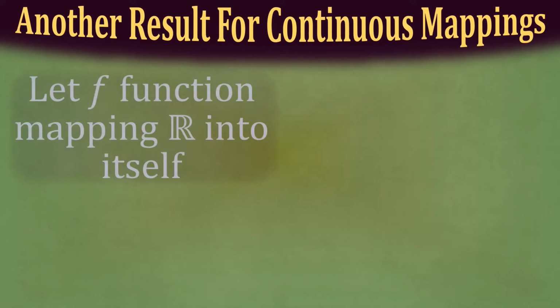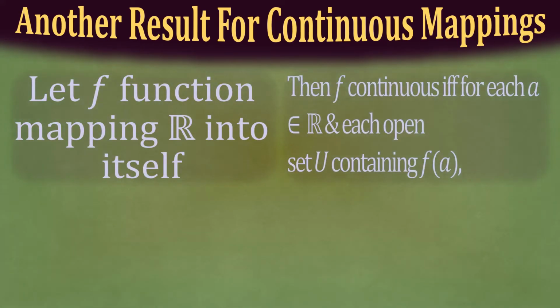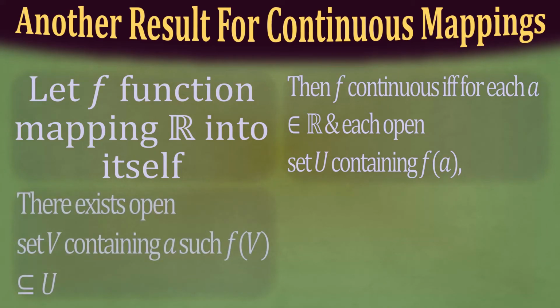Then let's give another result for a continuous mapping. Let f be a function mapping R into itself. Then f is continuous if and only if for each a in R and each open set U containing f of a, there exists an open set V containing a such that f of V is in U.